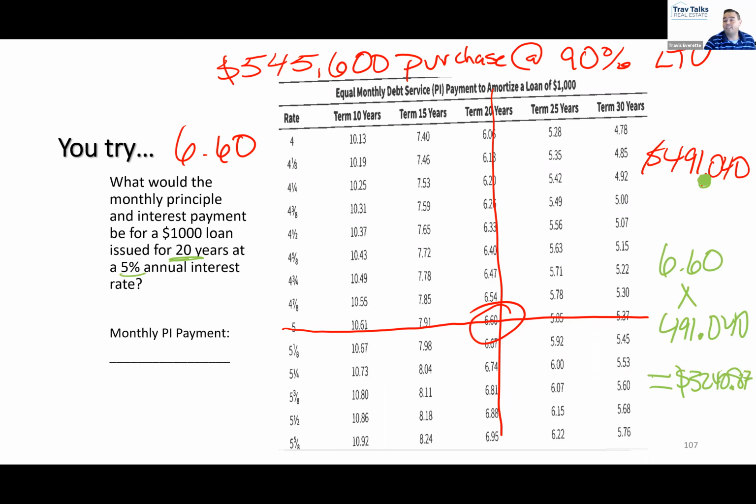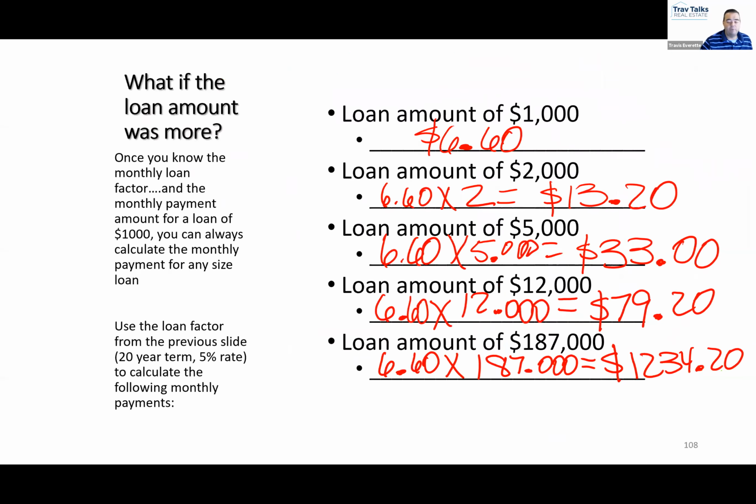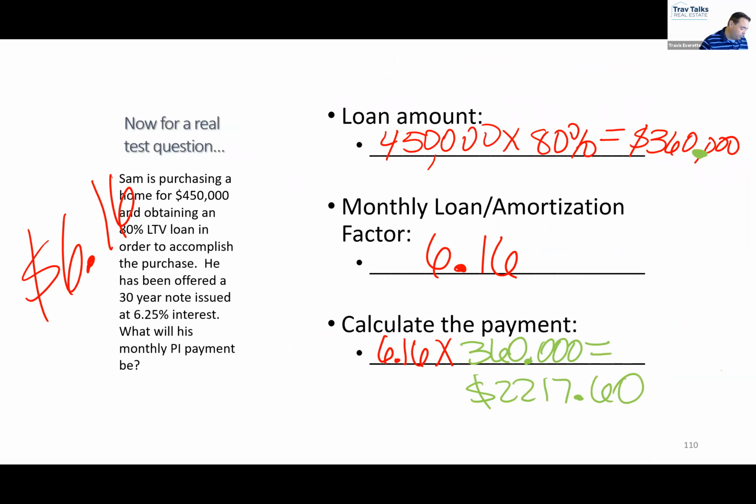It might seem silly when it's 187,000 to say I'm multiplying times 187.000. But if you'll stick to that, when they give you an odd number, you'll still get the right answer. How do we feel about using the chart now? Better, yes. Good. Lovely. That's the amortization chart or loan factor chart.